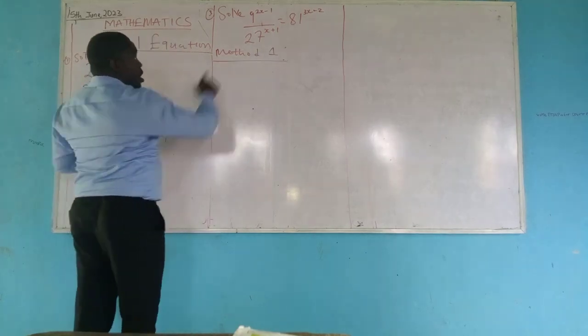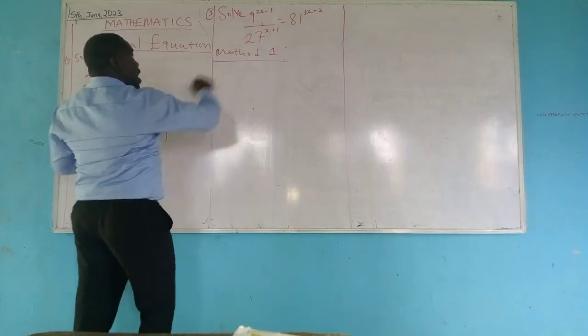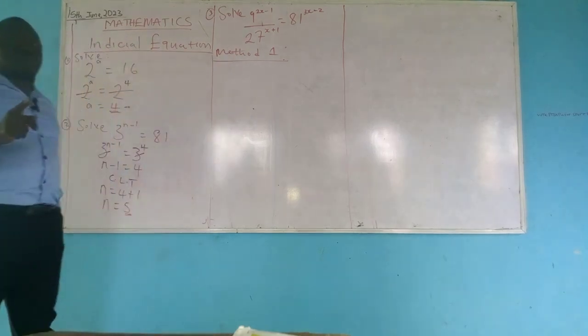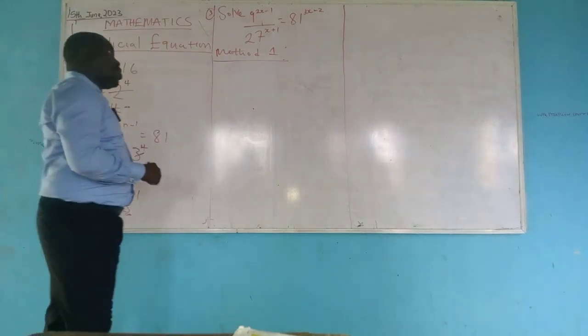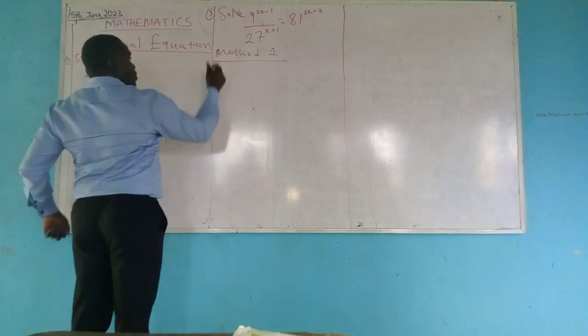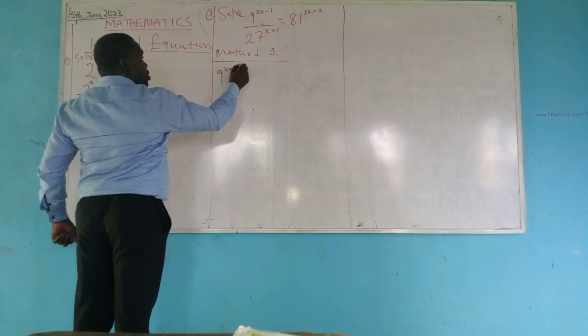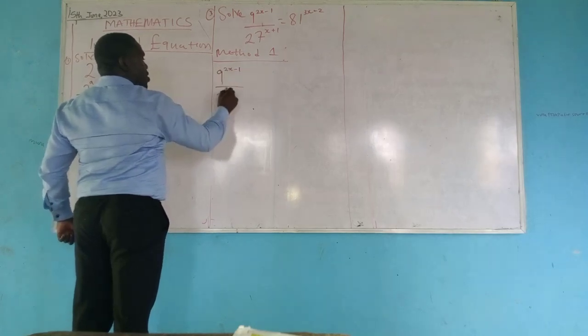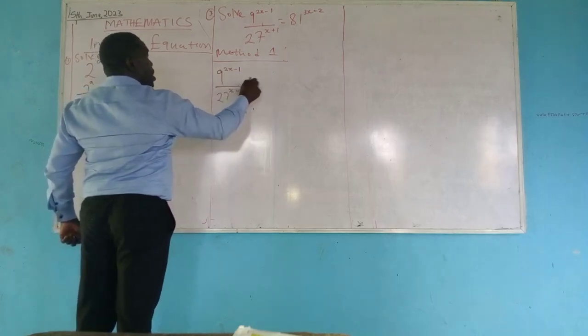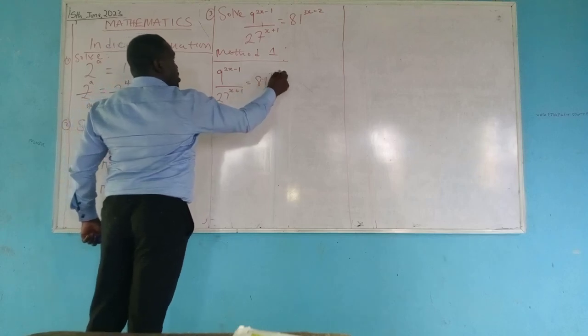Method number 1. I'm saying something like this, and I know from the previous class I talked about the division rule. In the division rule, we have this. Now I can say 9 raised to power 2, 1, and then 27x plus 1, and then 81 3x 2.